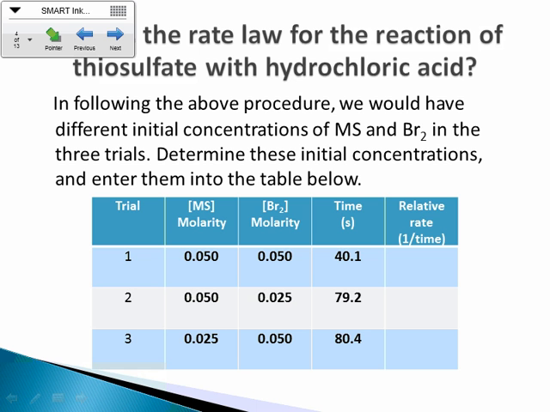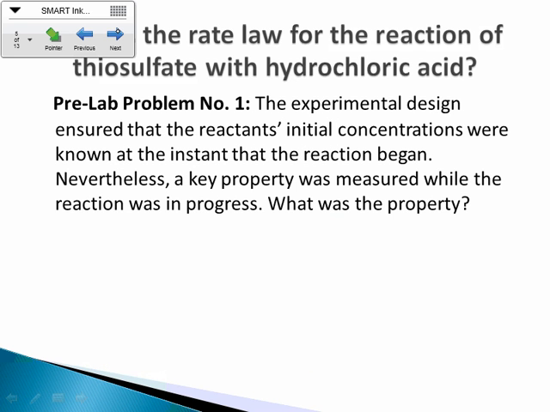So we determined the initial concentration. That's not really even a pre-lab question yet. The first pre-lab problem is, it says experimental design ensured that the reactant's initial concentrations were known at the instant the reaction began. Nevertheless, a key property was measured while the reaction was in progress. What was the property? So what was it that we were measuring while the reaction was in progress? Kind of the concentration of what? Of the sulfur, right? Okay, that's kind of what we were measuring in that one.